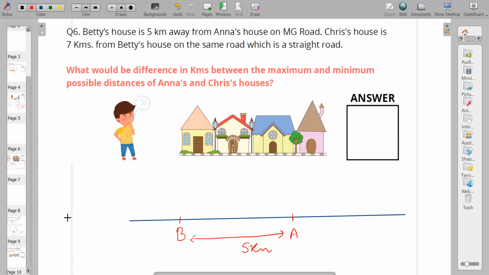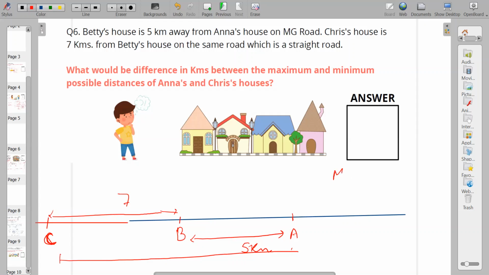Now, if Chris's house is on this direction, you will have 7 more. So if I have it here, I will have another 7 added. Therefore, the gap will become 12. That's the maximum distance. If we take Chris on the other side of Betty, it will be crossing Anna. And if I take this on this side, then what happens?